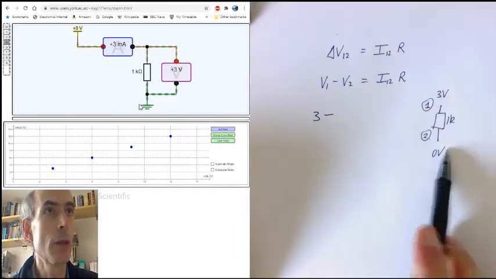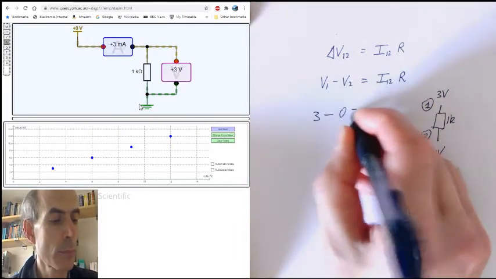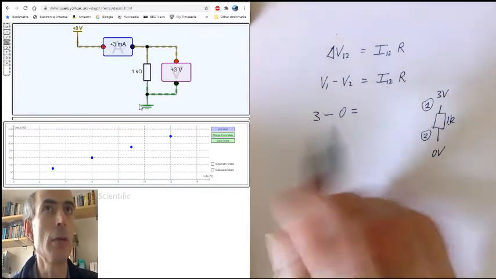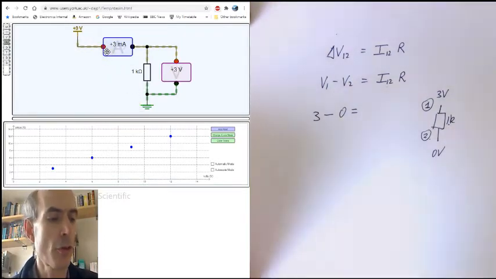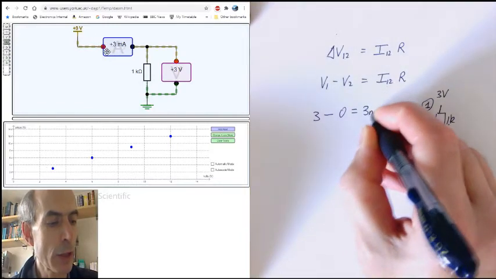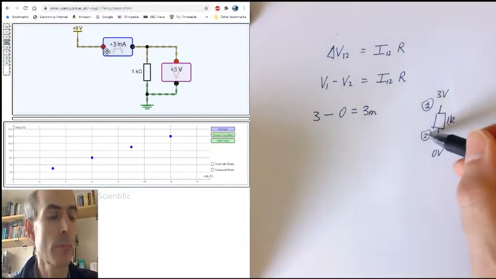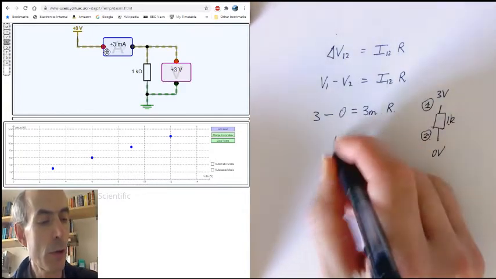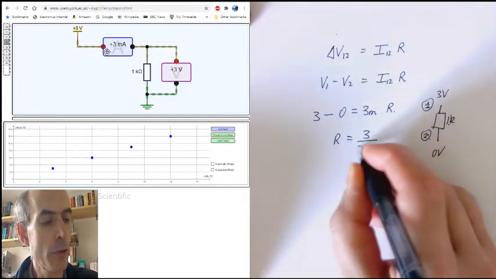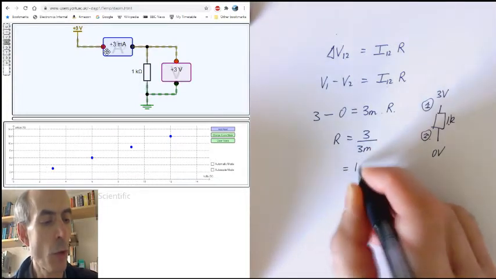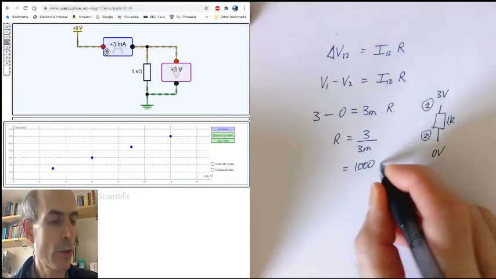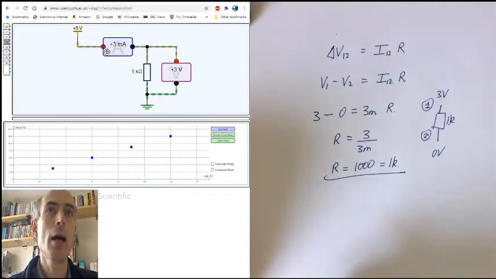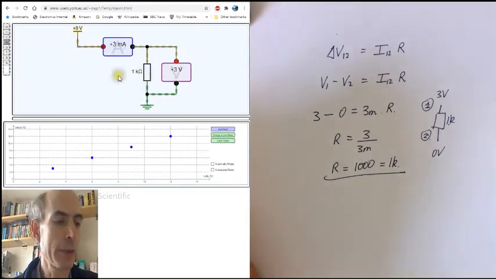V2 is 0, I12 is the current flowing through the resistor, which we can see is 3 milliamps, and that's the current flowing from 1 to 2, and R is the value of the resistor. So R is 3 divided by 3 milli, which is 1000, which we usually write as 1K. And it is a 1K resistor, that's fine.